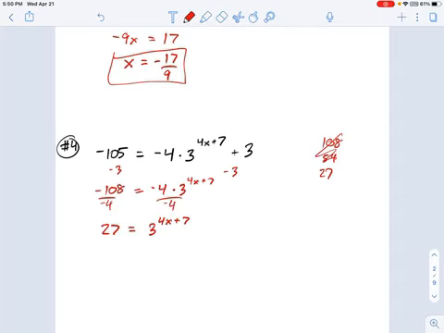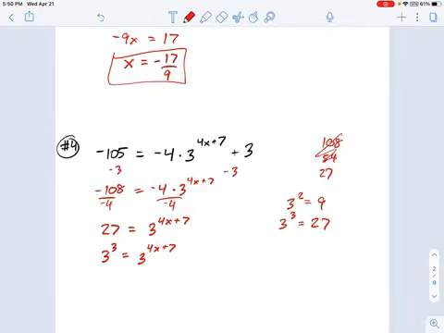And as you look at this, you think, remember, we're supposed to get common bases on each side. What can we do with 27? Well, I know 3 squared is 9, and 9 times 3, making this 3 cubed, that's 27. So we can rewrite the left side as 3 cubed. And on the right, you have 3 to the 4x plus 7.